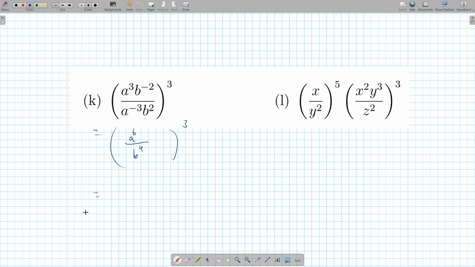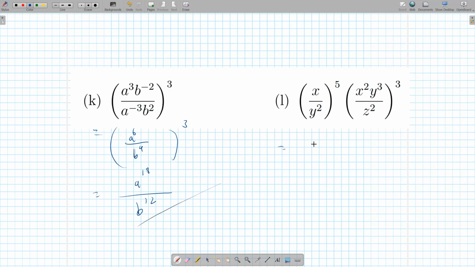There we go, open this bracket. You just multiply, right? Yeah. A to the power of 18, and then B to the power of 12. Right, that was a B, but yeah, that's right.